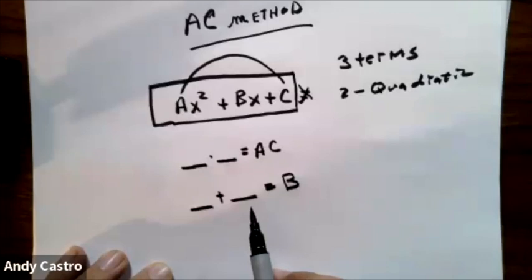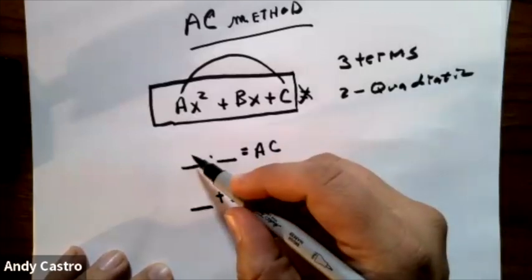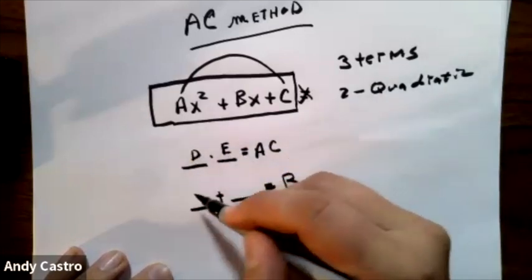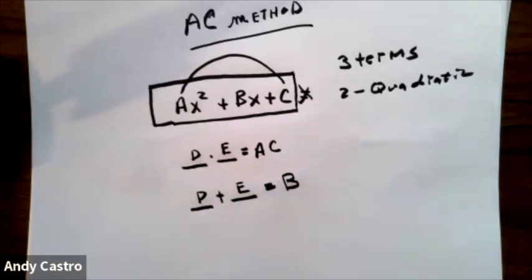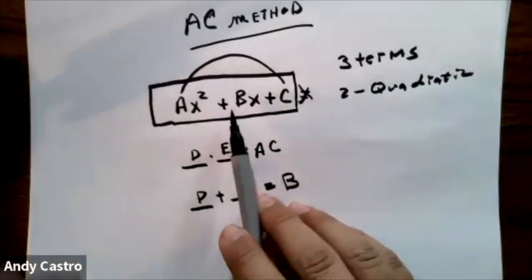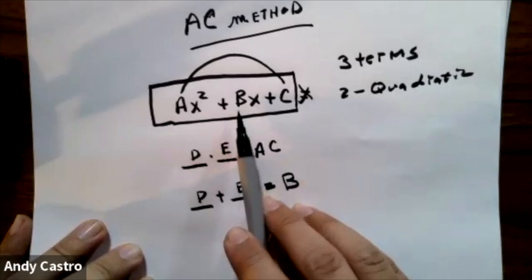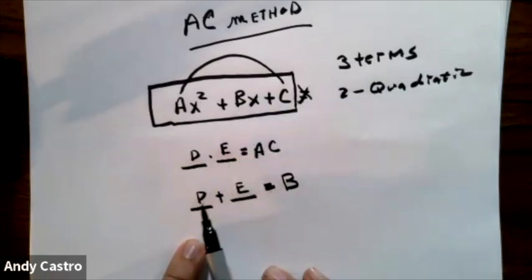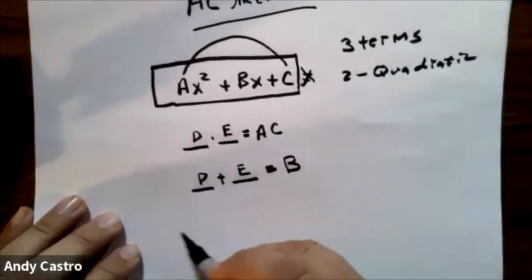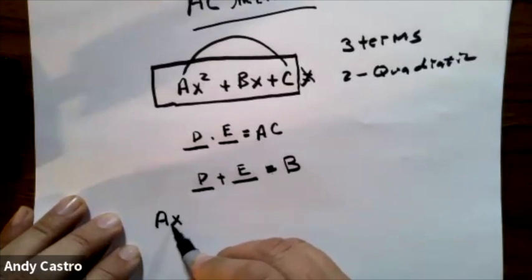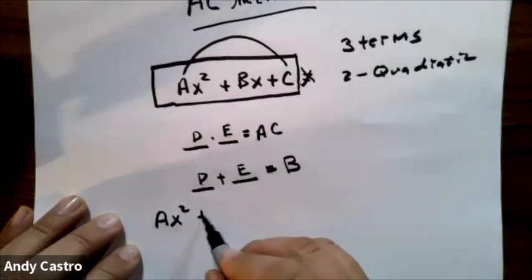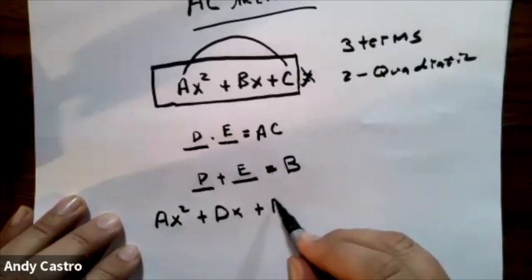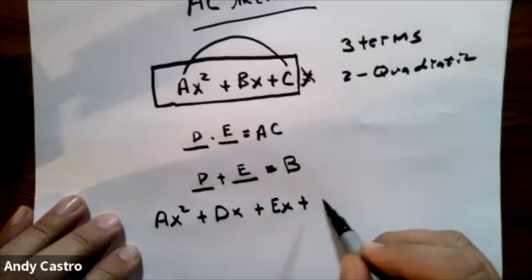Once we find those two numbers, we can use the letters D and E. Then we split this middle term into D and E, because remember, D plus E is equal to B. So we're going to split B into D and E. So what you end up getting is AX squared plus DX plus EX plus C.